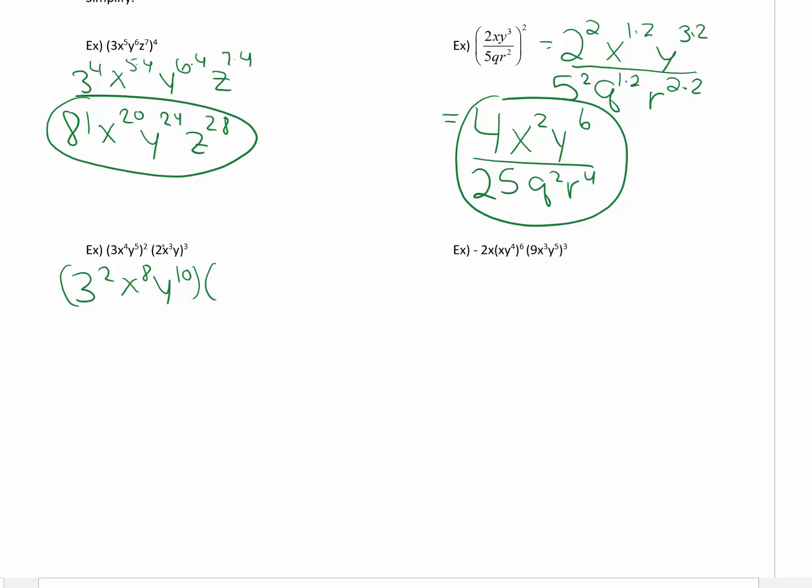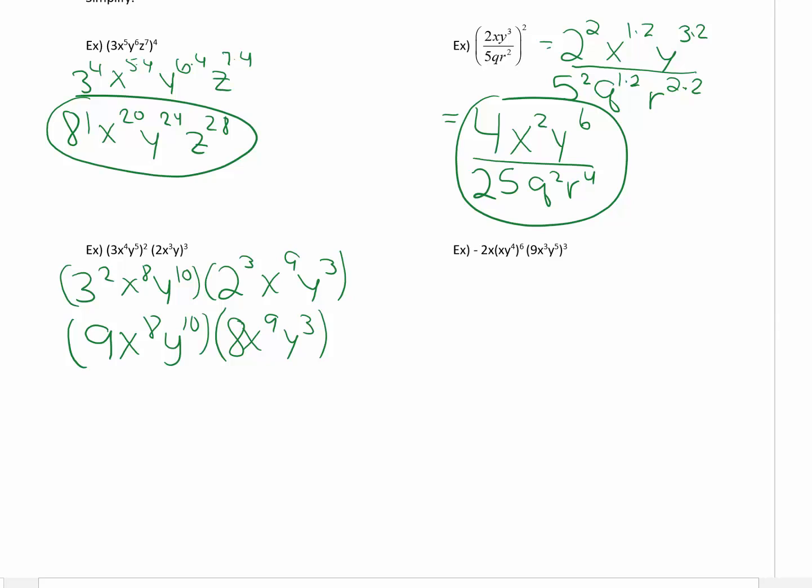This is 2 to the first. 1 times 3, that's 2 cubed. This is x to the 9th. And that's y to the first, so 1 times 3 is 3. So 3 squared, that's 9. Remember, 3 times 3. X to the 8th, y to the 10th. 2 cubed, 2 times 2 is 4, times 2 is 8.